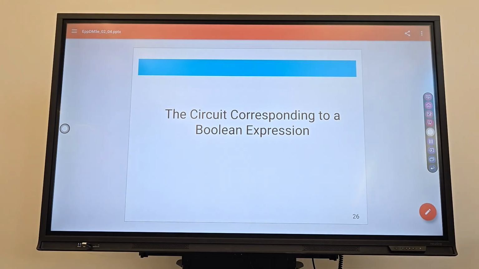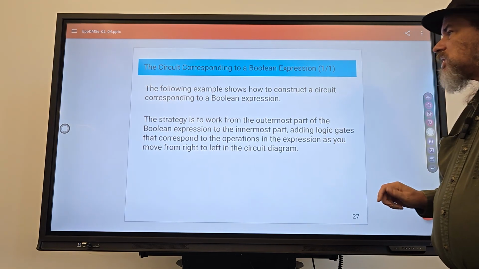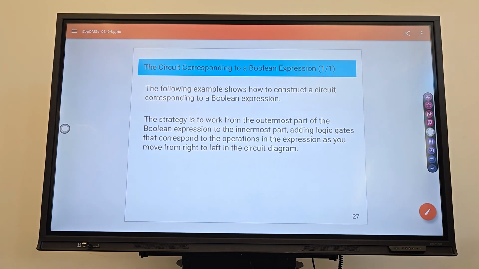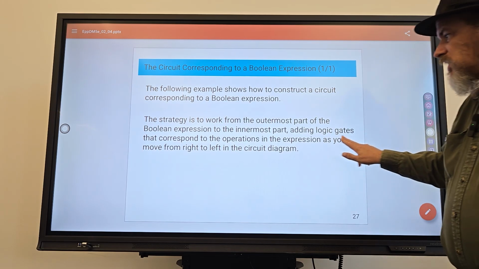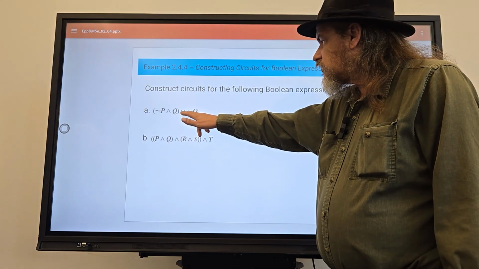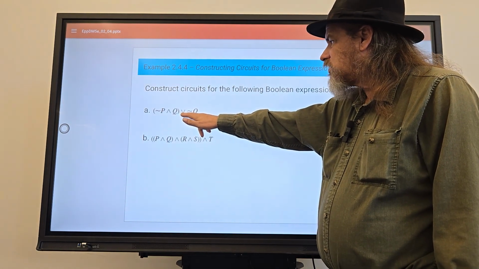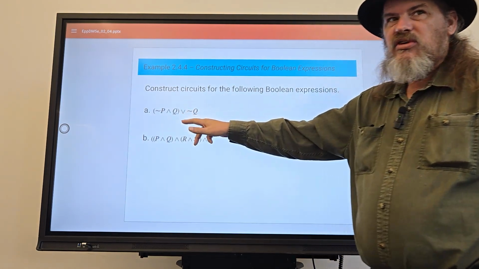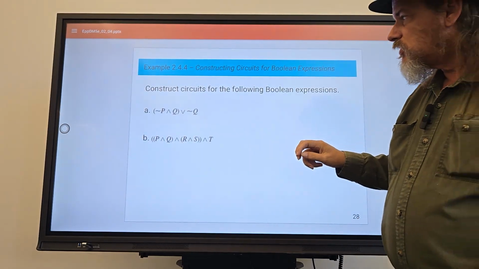The circuit corresponding to a Boolean expression. Well, the strategy is to work from the outermost part of the Boolean expression to the innermost part, adding logic gates that correspond to the operations in the expression as you move from right to left in the circuit diagram. So you have the last in the order of operations first. This is kind of the opposite of what we did a few minutes ago.